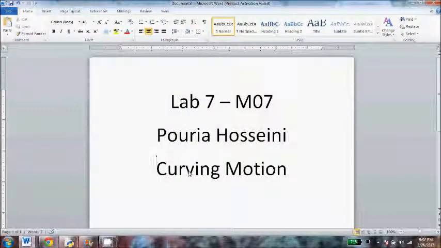This is Lab 7, Section M07 by Pouria Hosseini, curving motion. The purpose of this lab was to analyze the curving motion of a sun around a black hole. The goal of this lab was to estimate the mass of the black hole by observing the motion of the sun.